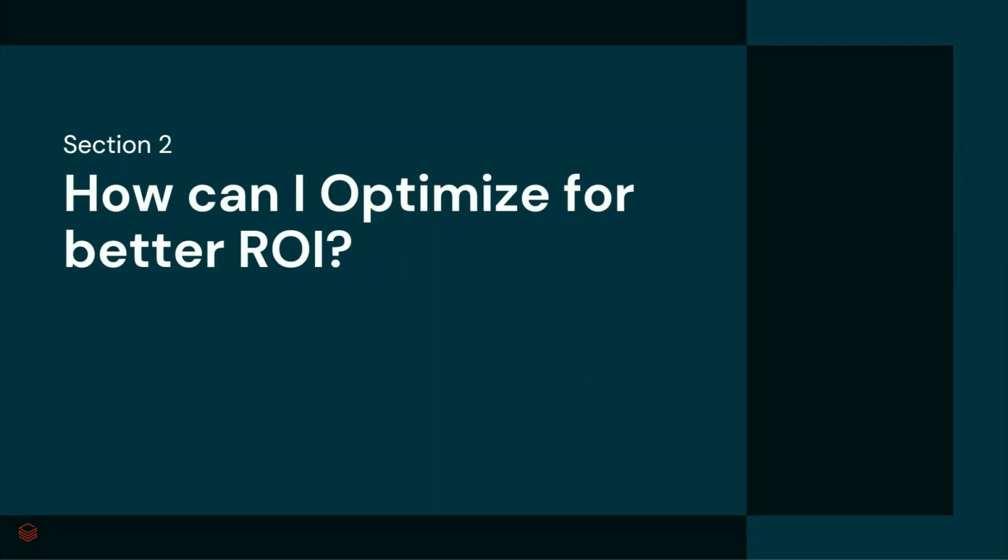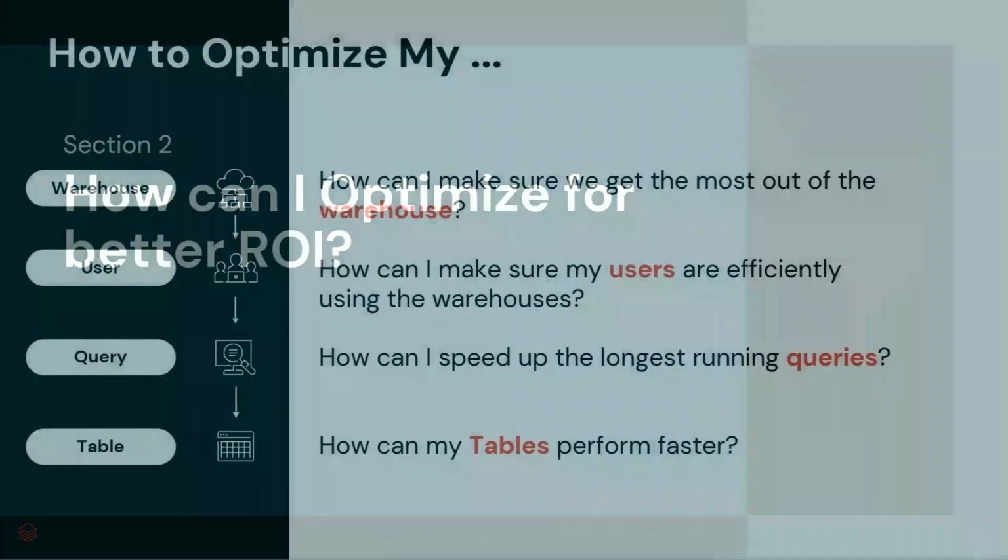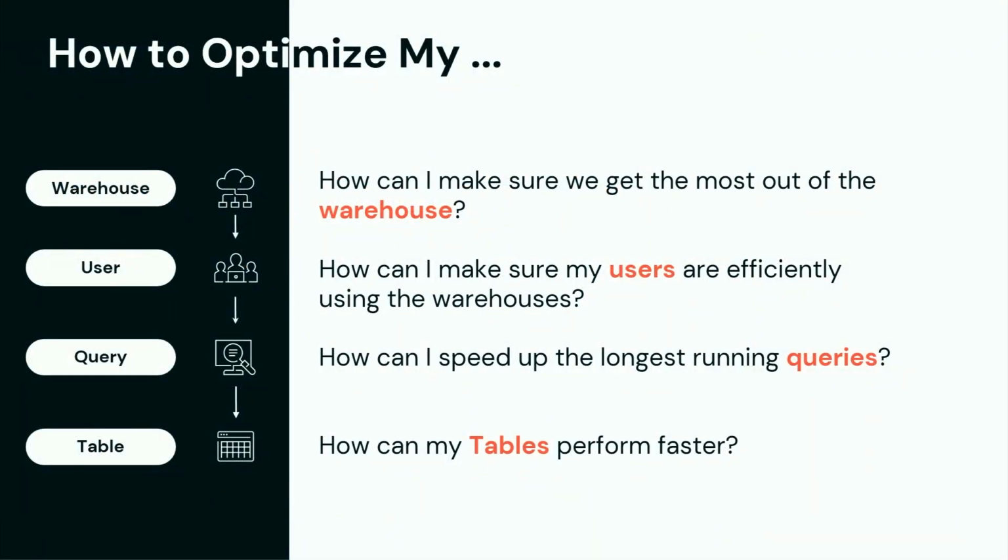Cool. So now we have some tools. Hopefully you know some tools to understand your bill, but that's only the first step. This section will be on how you can optimize for better ROI. So what are the steps to make your deployment even more effective?